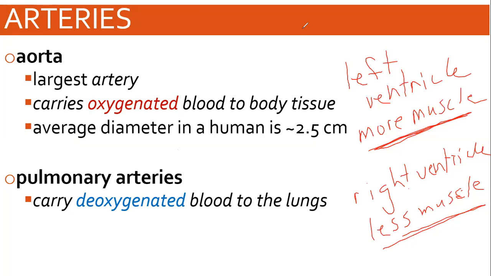Okay, good. So the aorta is part of our systemic circuit, and our pulmonary arteries are part of our pulmonary circuit, kind of in the name there, right? Okay, so let's move on to the next slide.